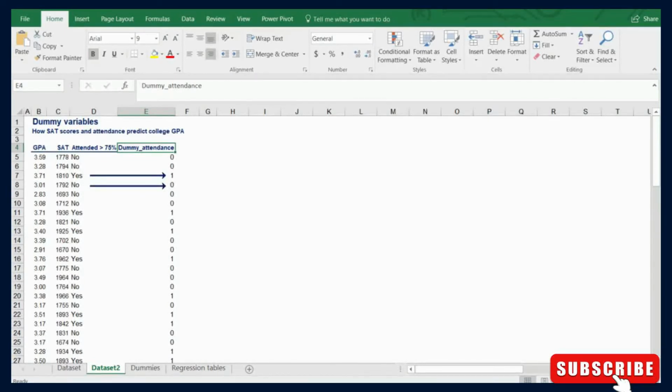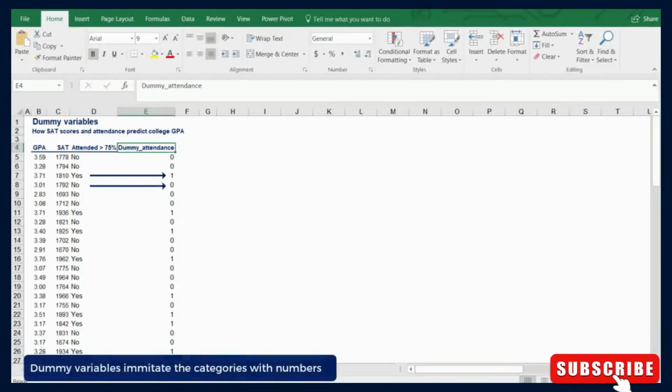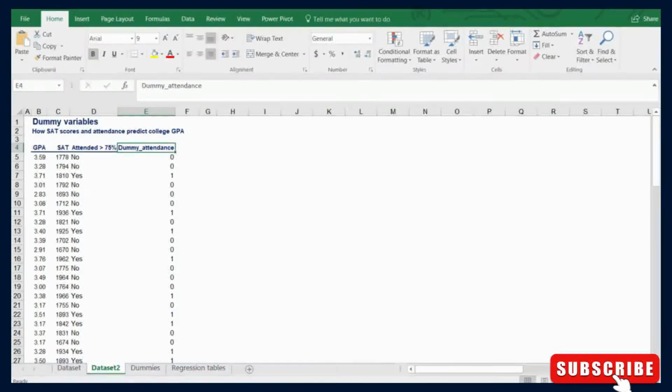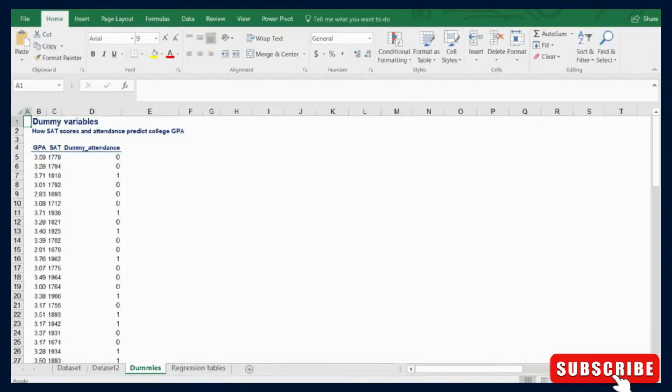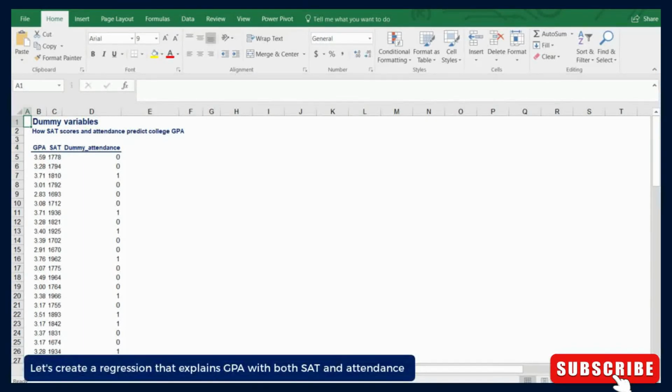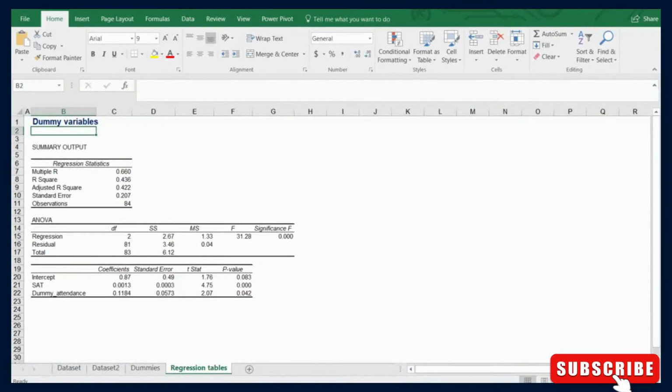That's what the dummy name stands for. We are imitating the categories with numbers. Alright, I don't need the original attendance variable anymore as the dummy contains the same information. Let's create a regression that explains the GPA with both SAT scores and attendance. The result is the following.